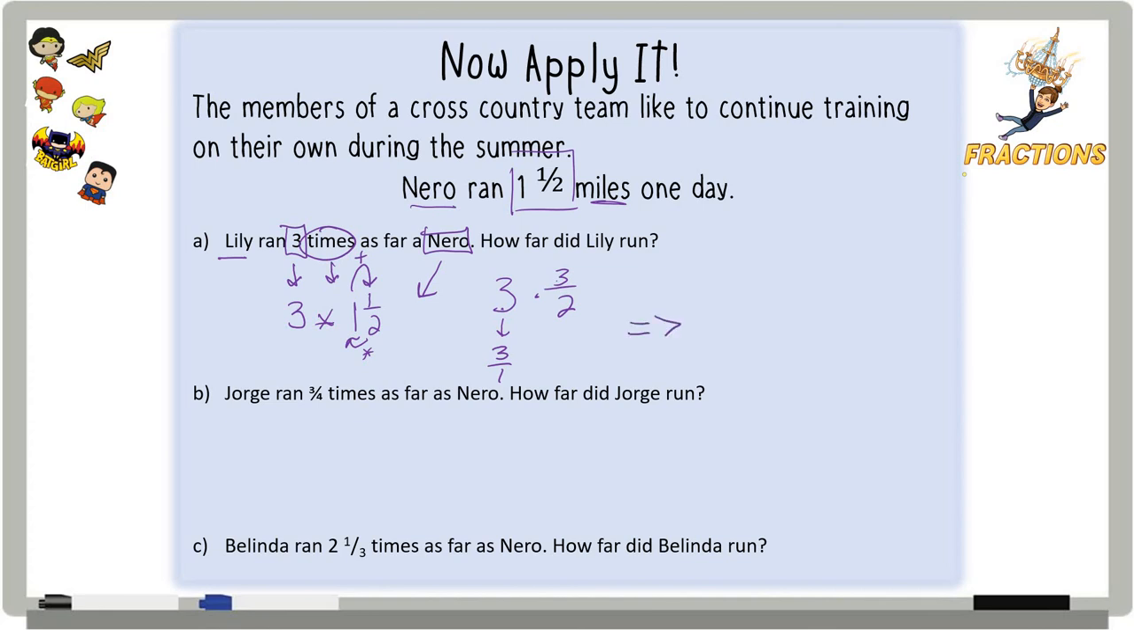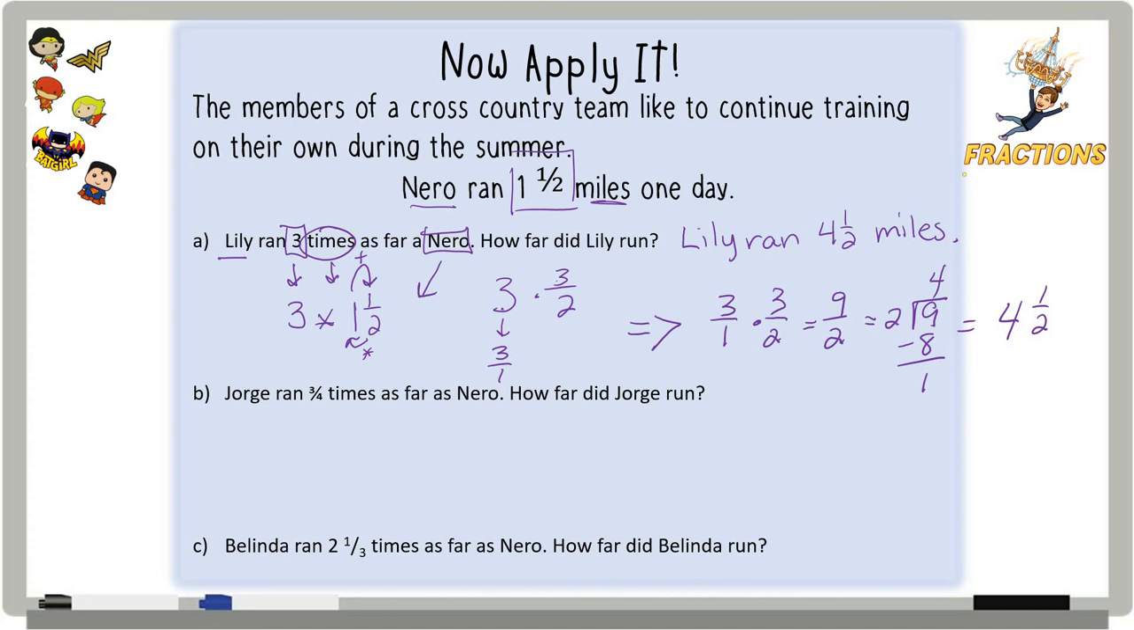Okay, so I have 3 over 1 times 3 over 2, which gives me 9 over 2. When I do my conversion, if I have 9 pieces and I put 2 in each group, I can make 4 groups. So I know that my answer is 4 1/2. Then when I'm writing my answer as a complete sentence, I can put Lily ran 4 1/2 miles.